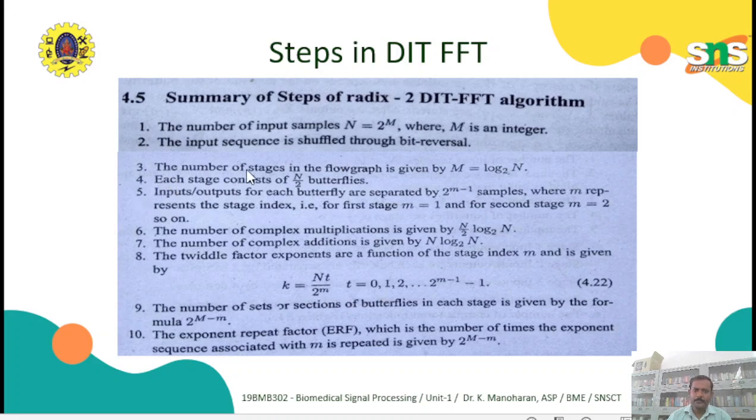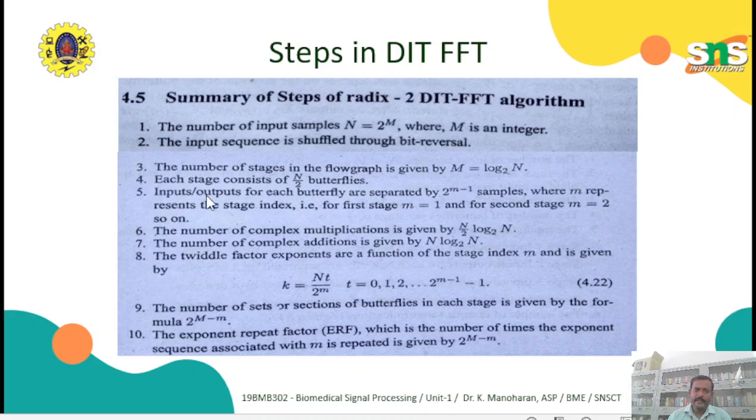Look at this. The number of stages in the flow graph is given by m equal to log base 2 of N. So log base 2 of N. So if you take an 8-point DFT, log base 2 of 8 will be taken. So 8 can be written as 2 into 2 into 2. So m will be equal to 3. And then look at this. Each stage consists of N by 2 butterflies. So capital N is 8 points, so 8 by 2 will be equal to 4 butterflies. So if you take an 8-point DFT, it has 3 stages. Each stage consists of 4 butterflies.